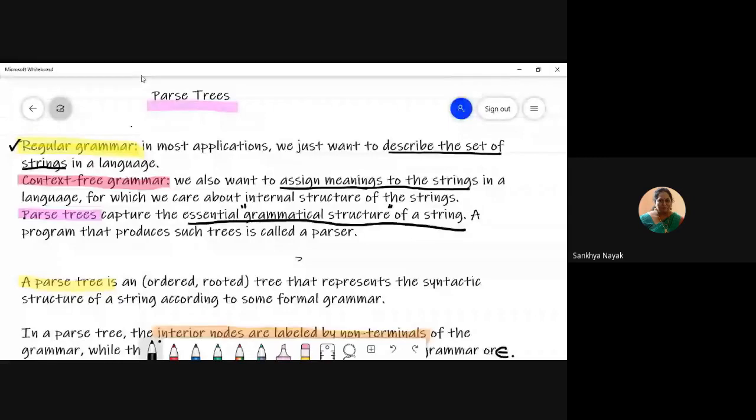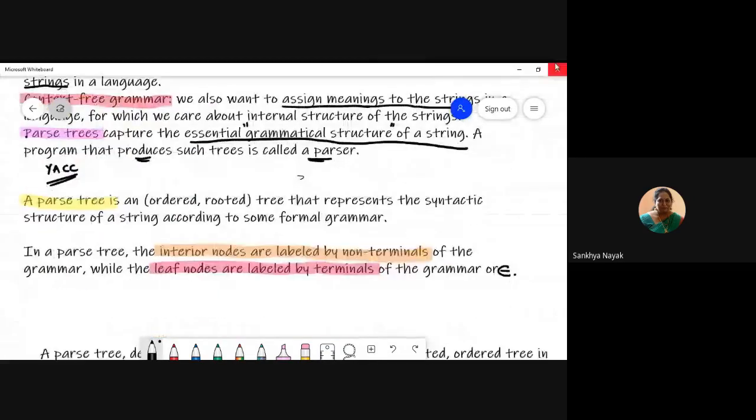I already told you, while solving somebody's doubts, about a utility called Yacc, and it will create these trees using a parser. So in simple terms, a parse tree, since it's a tree, will represent the syntactic structure of a string. Yesterday we saw the if-then-else example, right? So a parse tree will represent that syntactic structure of the string based on some grammar that we have written.